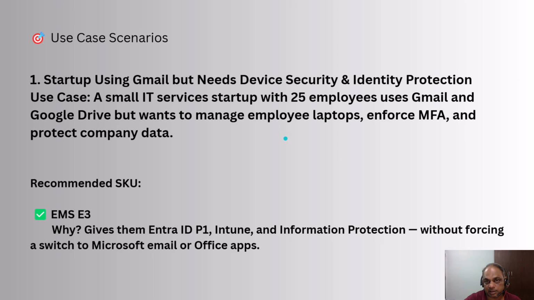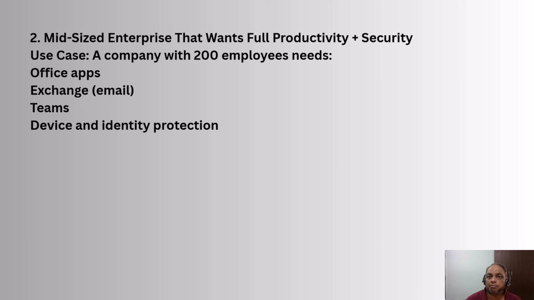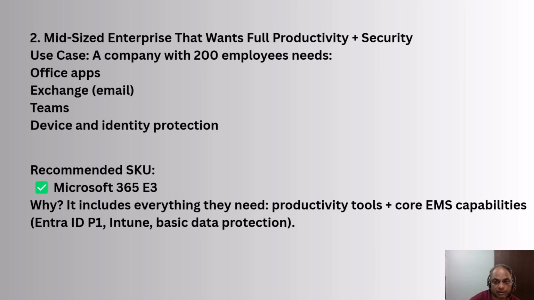Let us move to the next use case scenario, which is a mid-size enterprise that wants full productivity plus security. Full productivity plus security means a company with 200 employees. First, the size is a big one. It needs Office applications. It needs to manage an online Exchange. It needs to manage Teams as well, and it needs device and identity protection as well. So what will it need? Microsoft 365 E3. Why? Because it includes everything they need.